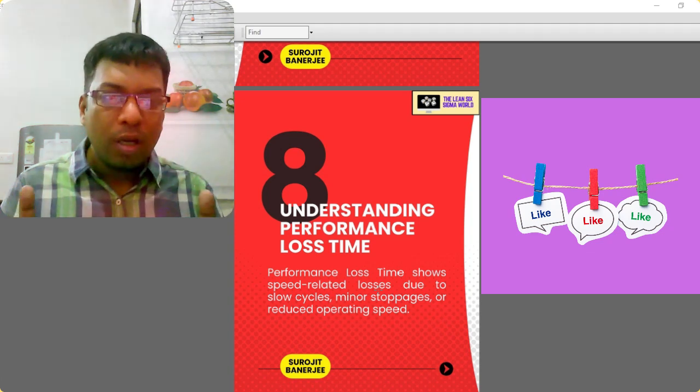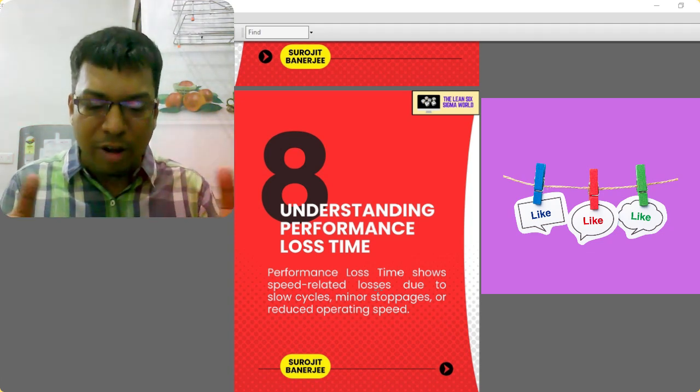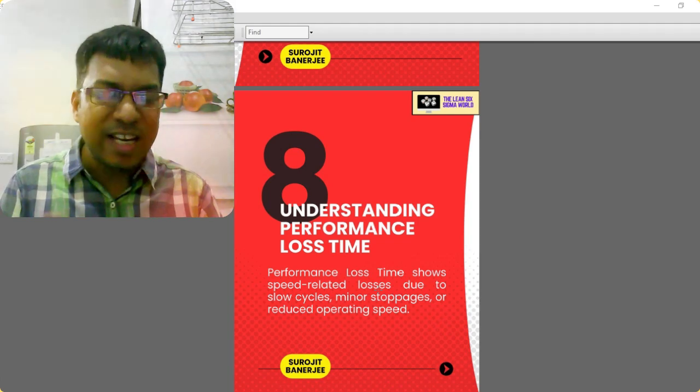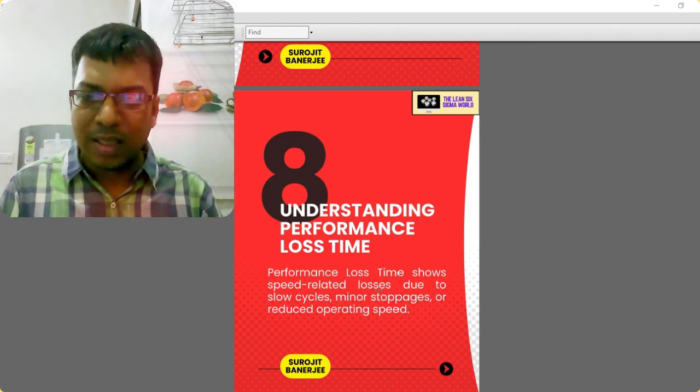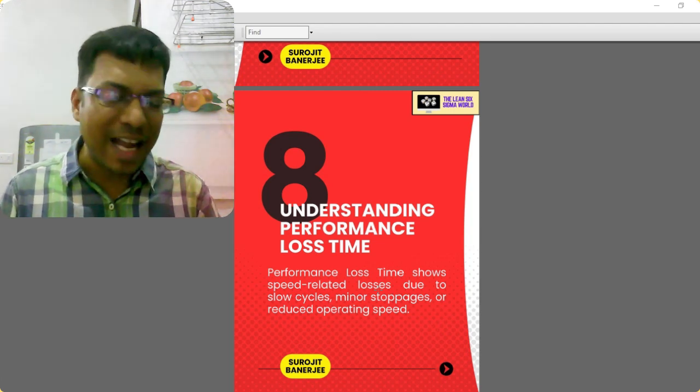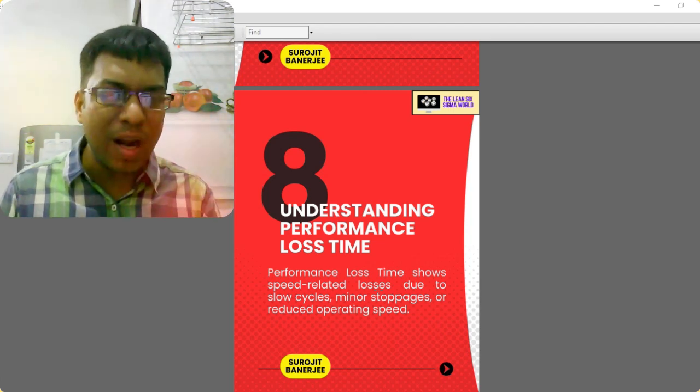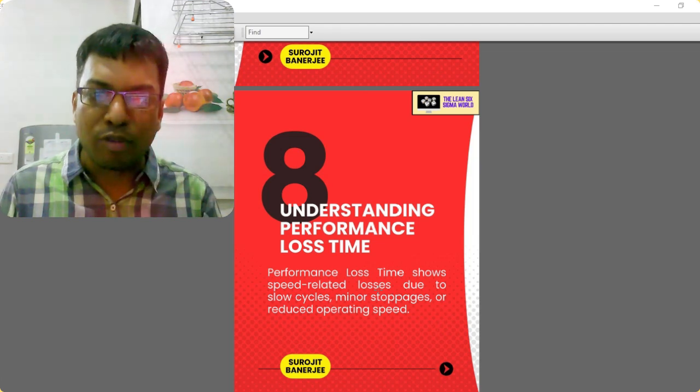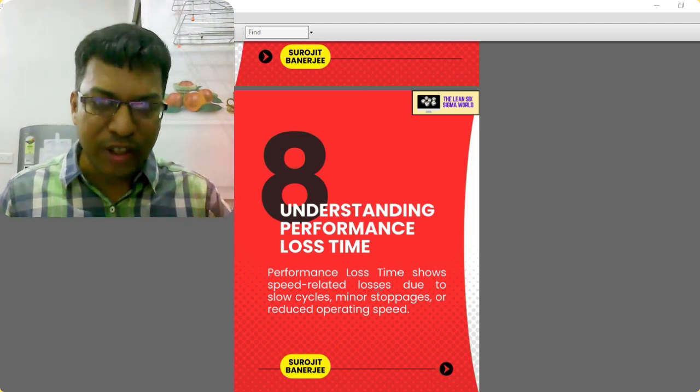So there is some operating speed issue. You have reduced your operating speed. It has not performed to 100% potential. That is why the cycle time slows down. It should actually take 30 minutes or 1 hour, but it has taken more than that. So that is performance loss time. That comes under performance loss time.